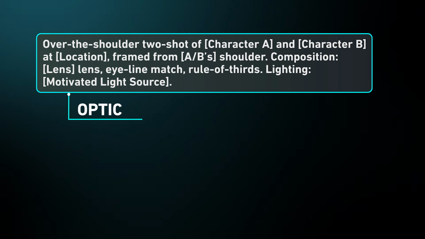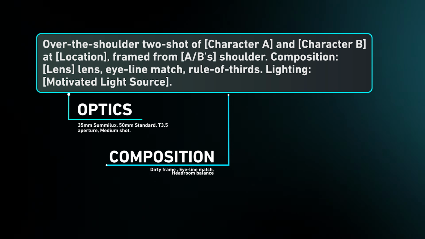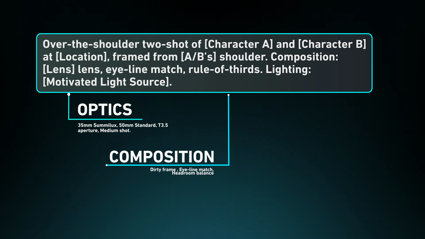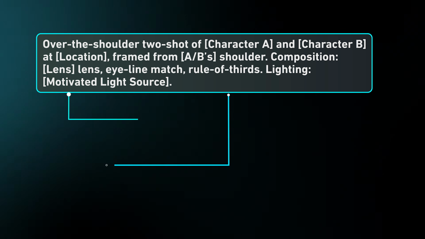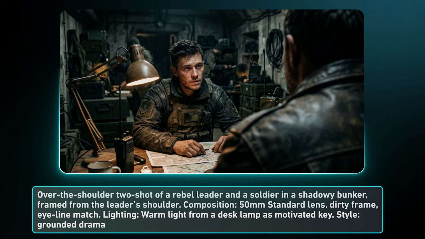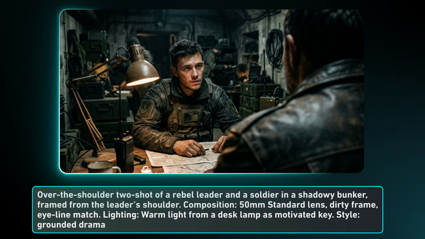Template 3 is the dialogue 2-shot. This is where you anchor the relationship. We use a 50mm lens for natural proportions and locked eye lines to ensure the characters are actually looking at each other.